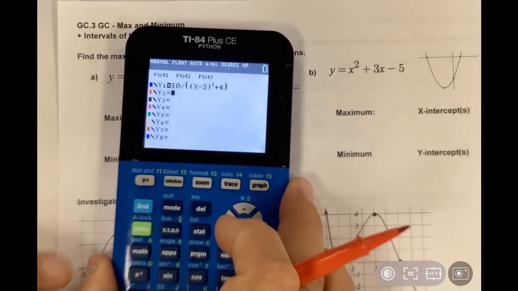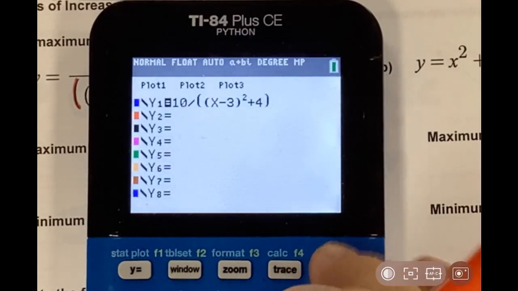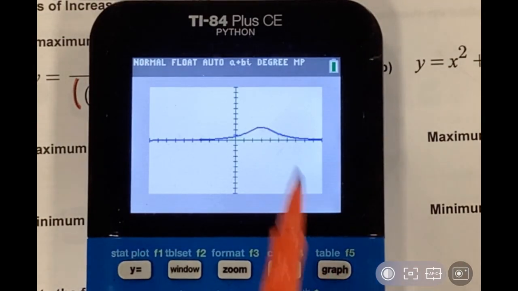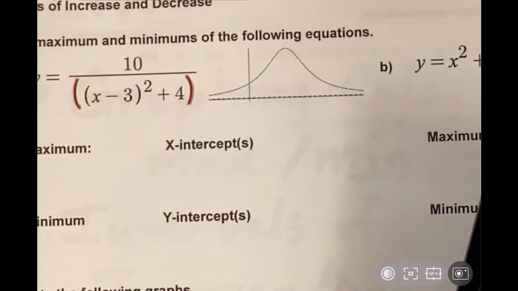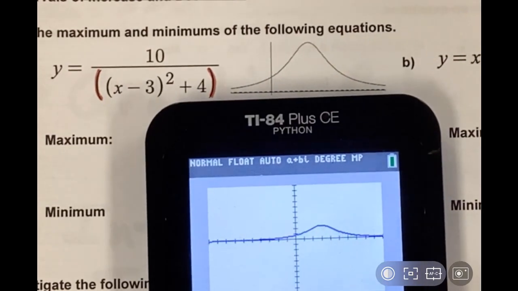So here's my calculator. You'll notice I've typed in all the information as you see it. Then from there, you're going to hit graph. Hopefully you'll see that, hey, there's a little bump and it kind of looks like what I'm supposed to get right over here too as well. So far things are looking pretty good. Now the next question is going to ask you is find the maximum.